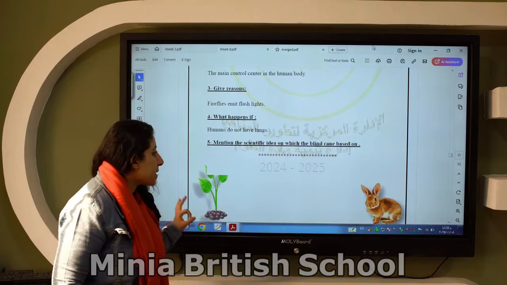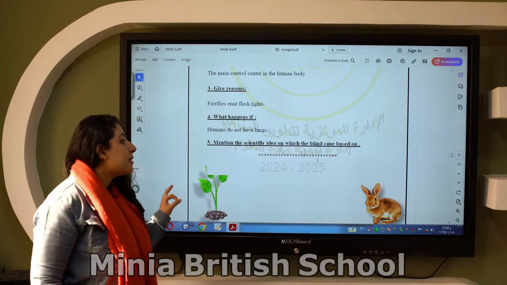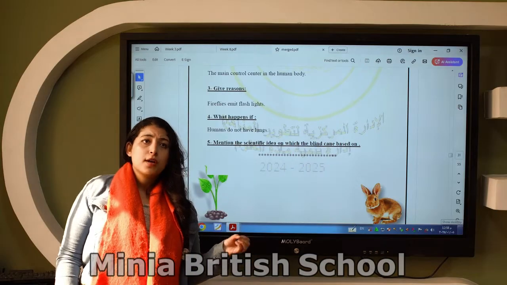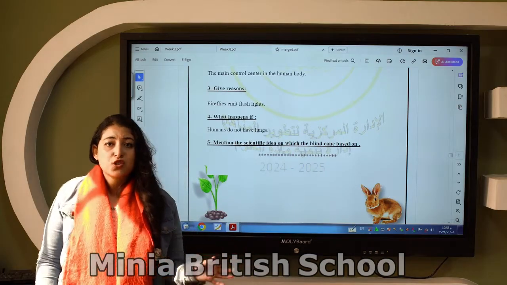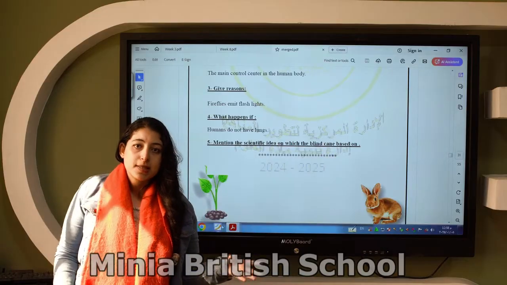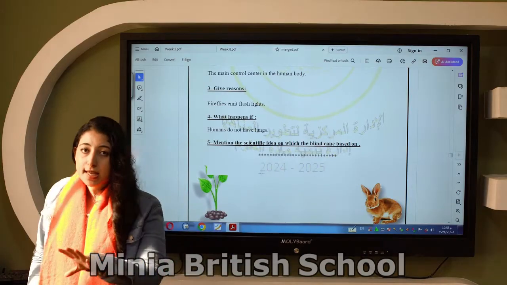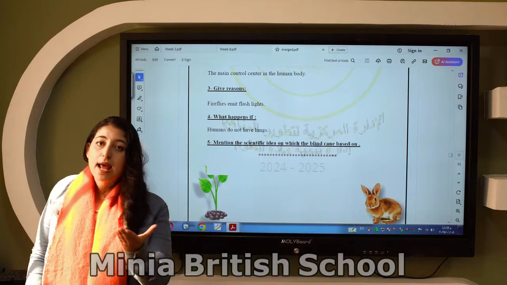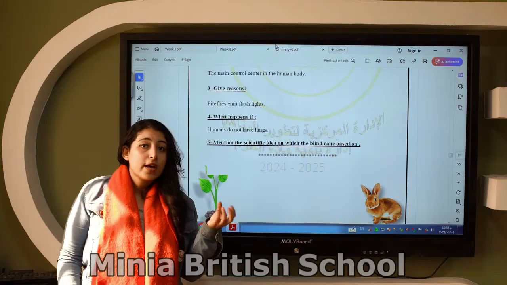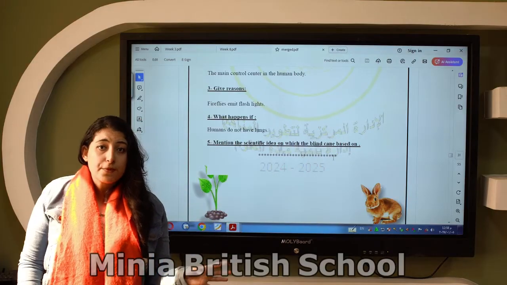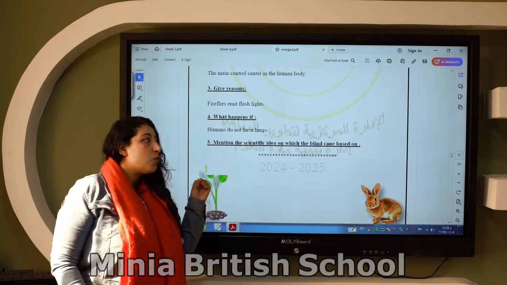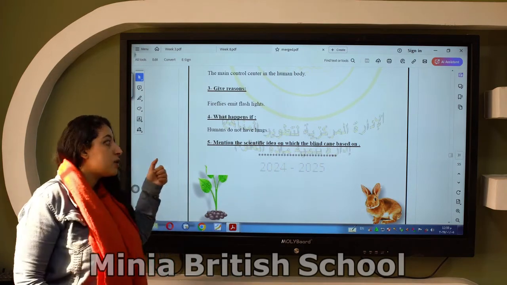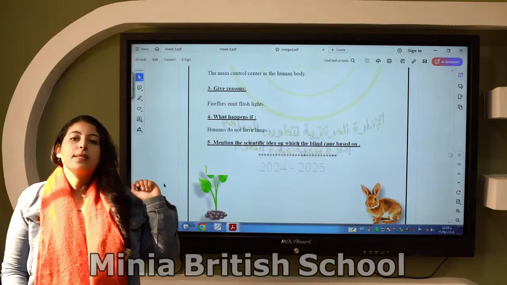Mention the scientific idea on which the blind cane is based. The blind cane depends on the echolocation property. It produces sound waves that hit the obstacles and objects around the blind person and bounce off in the form of echo waves. These echo waves turn into vibrations, which the blind person feels and knows the location of obstacles.